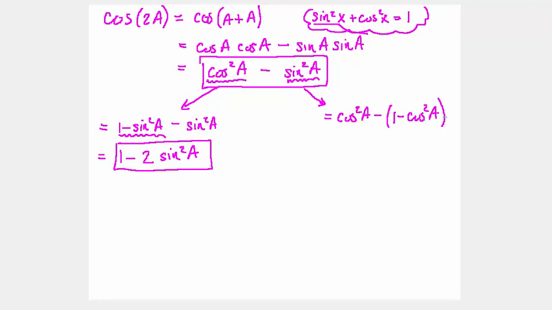Now notice this time I had to use parentheses with that little substitution because this negative sign really should be distributed to both of those terms, which would result in cosine squared of a minus 1 plus cosine squared of a. Now if I combine the like cosine terms, I'll get a next step, which would be 2 cosine squared of a minus 1.